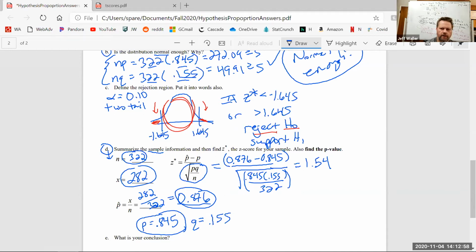Could somebody figure out what is the p-value? The area. Area of what? Two tails. I like it. It's a two-tail test, so it's the area in the tail or tails that my z-star makes. So if you look up this area here, I'm going to double it because it's a two-tail test. So find the area in the tail above 1.54, which is the same area as the tail below negative 1.54.